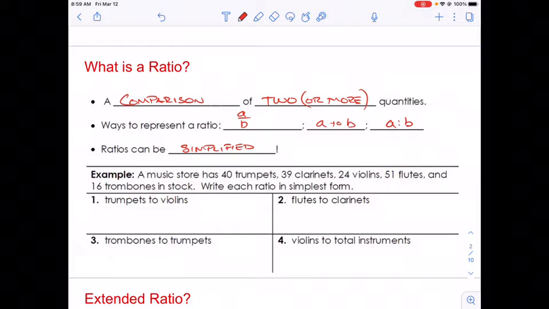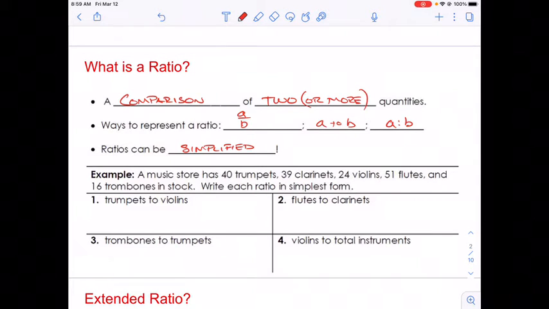Okay. Now, the way to represent a ratio is A to B. So we have three ways. We have A over B, A to B, and A colon B. If you read these, they're all read the same way. This is comparing A to B, and A to B.